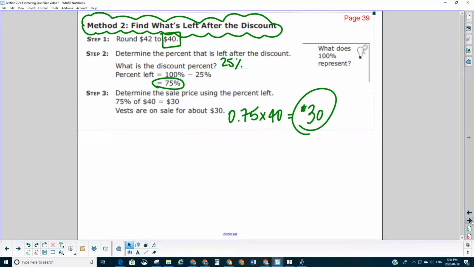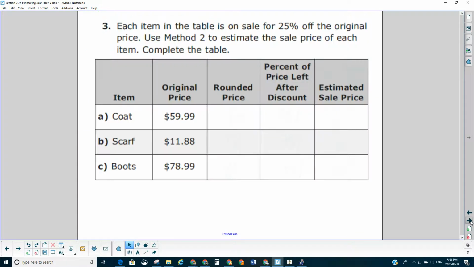All right, if you flip over then to page 40, page 40 will be where we're going to do example 3, and we're going to use method 2 to do this. All right, so we've got a similar chart, and the coat is $59.99. So we're going to round this to an easier number to work with, and $60 is a much easier number to work with.